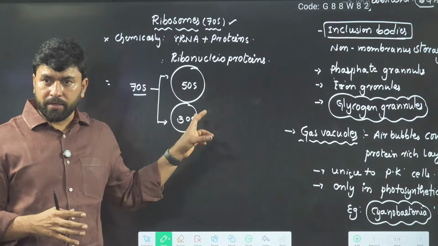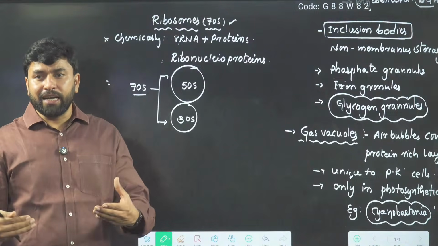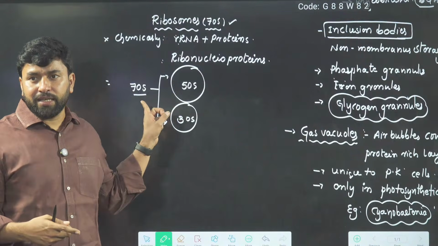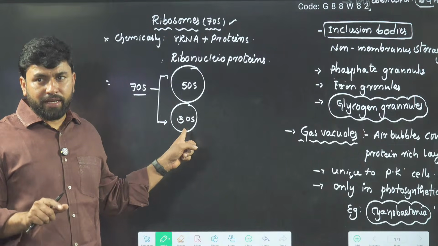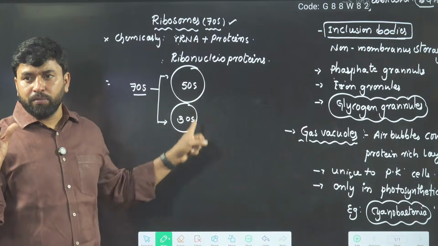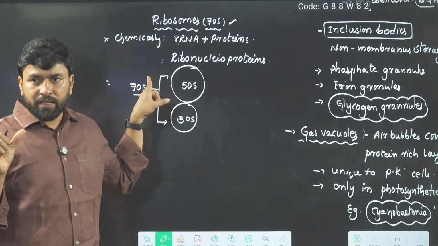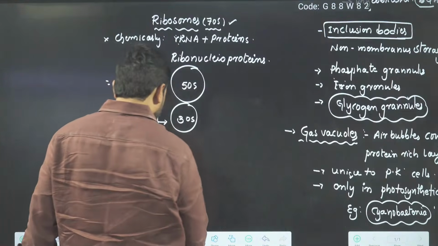When they join and I use them for the sedimentation process, allowing them to settle down, they will settle at the 70th area. If I allow them individually, this one will settle at the 30th area and this one at the 50th area. But if both are combined and then settle down, it will give the 70th area, both of them combined.